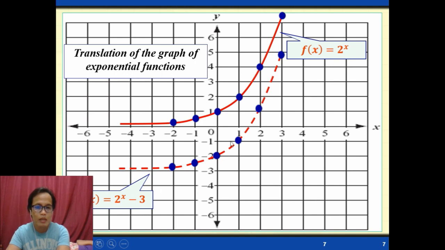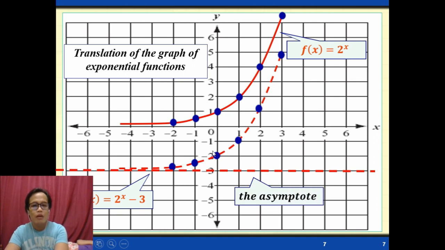This broken line is the graph of that function. We have our reference function, and we put minus 3, so it just moved 3 units downward. Earlier, our horizontal asymptote was y equals 0. This time, our horizontal asymptote is y equals negative 3.